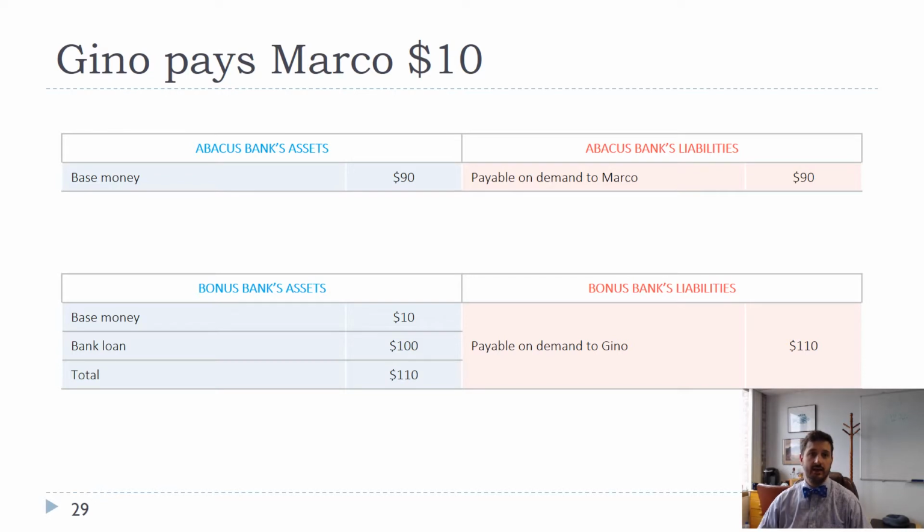Now, if Gino then goes and pays Marco $10, Marco has $90 in his account. Abacus has $90 in cash, and Gino now has $110. And Bonus Bank has $10 of base money, $100 that Gino owes to them, and so $110 in total assets.